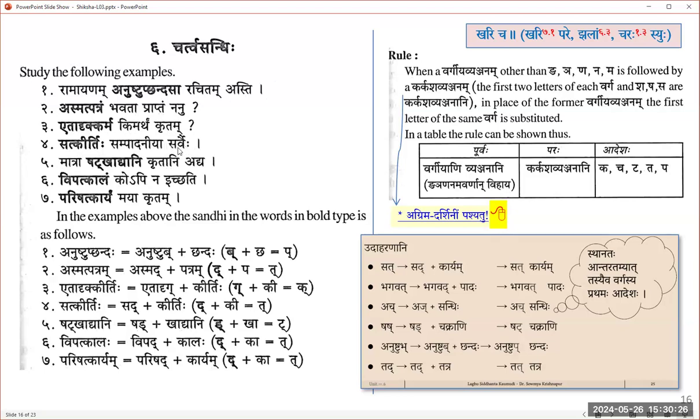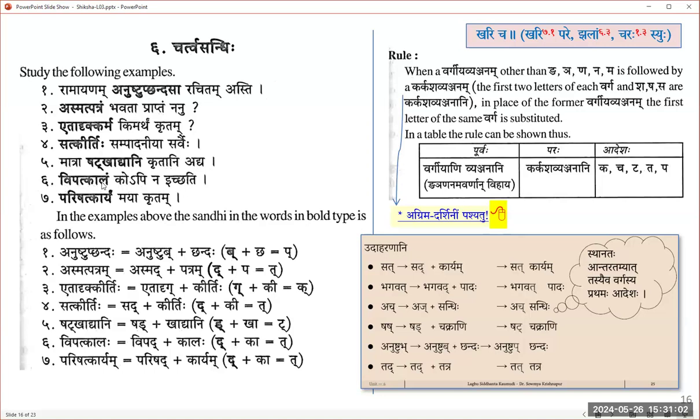Okay. Sarva shabdasya sarvaihi, karana. Sorry, shashti. Tritiya bahuvachanam. Tritiya bahuvachana only. Karana only. So this is actually karmani prayoga. Sampadaniya sarvaihi. Matra shatkhadyani kritani adya. Poor mother. By the mother, six eatables were done today.